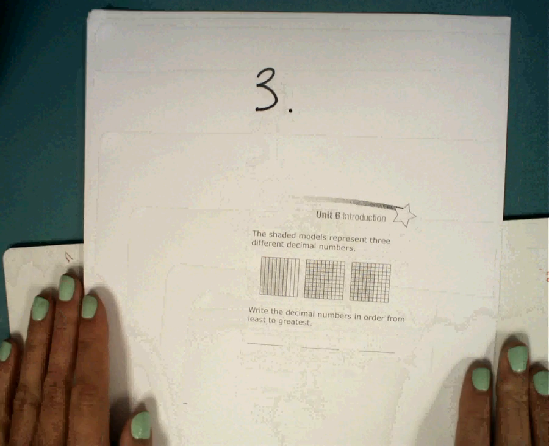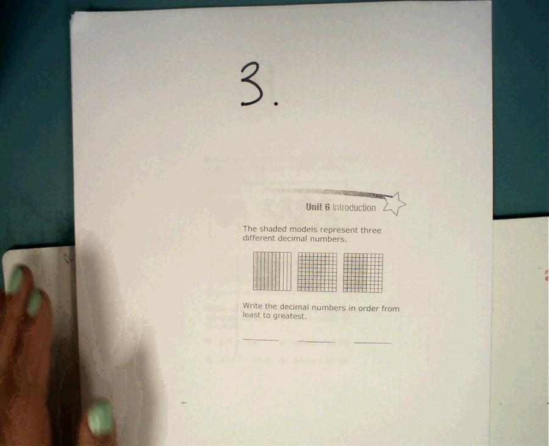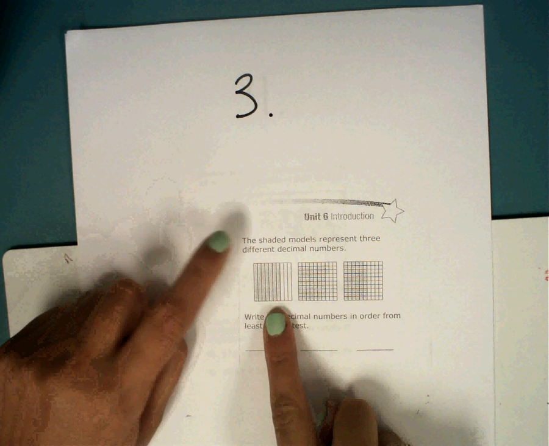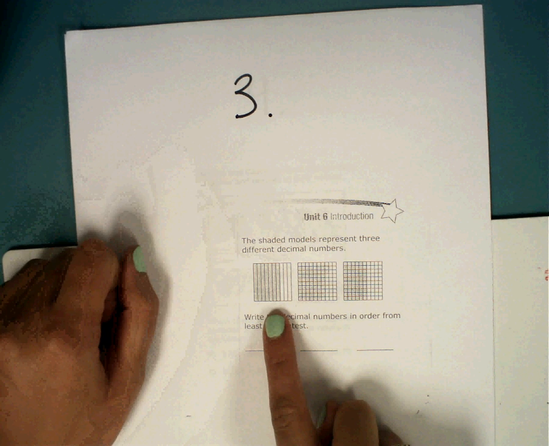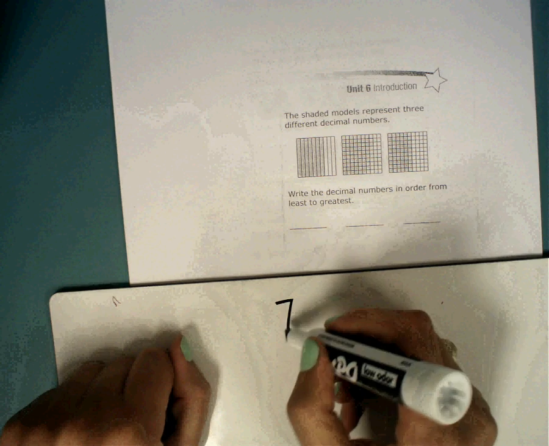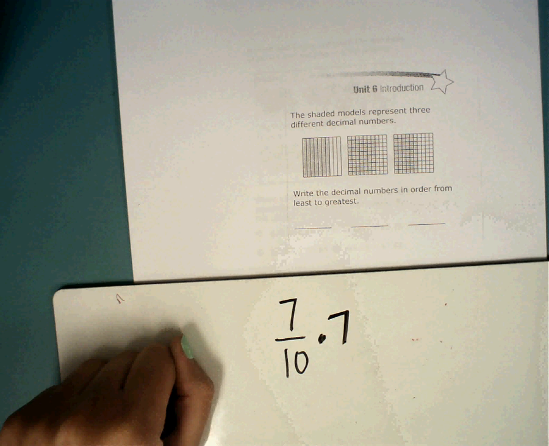Okay, moving on to number 3. The shaded models represent 3 different decimal numbers. Write the decimal numbers in order from least to greatest. Okay, let's look at this one right here. Let's look at it a little bit closer, just so I can see. Okay. So this is divided up into what? If I see rods, I know that that model is divided up into tenths, correct? How many tenths? I see 7 out of 10, so it's 7 tenths, right? Or 0.7.